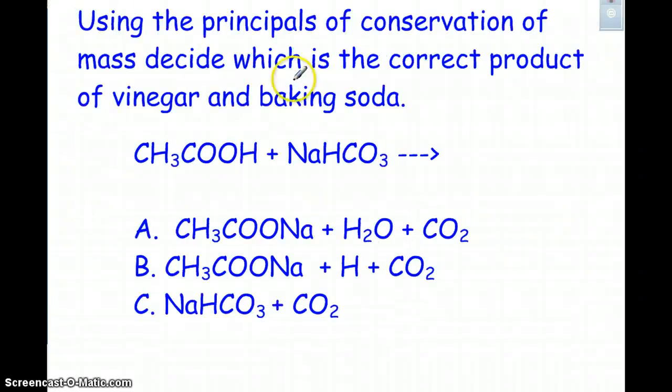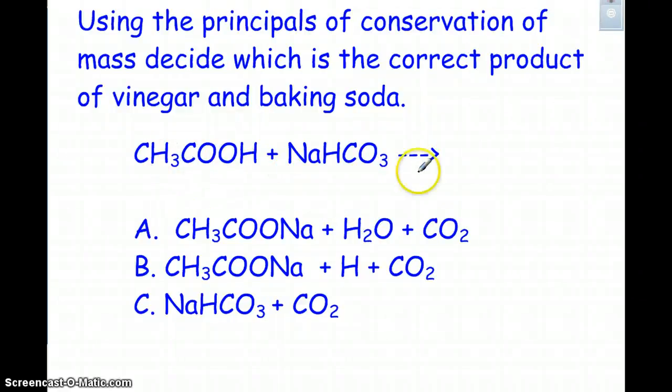Okay, now let's look at this. This is going beyond the goal. This is surpassing the goal. It says, using the principles of conservation of mass, decide which is the correct product of vinegar and baking soda. So we have our vinegar, we have our baking soda. Definitely a molecule and a compound because it's more than one atom and there are different types in both of these. So vinegar plus baking soda. When we put these two things together, we should still have the same amount of elements on the other side.